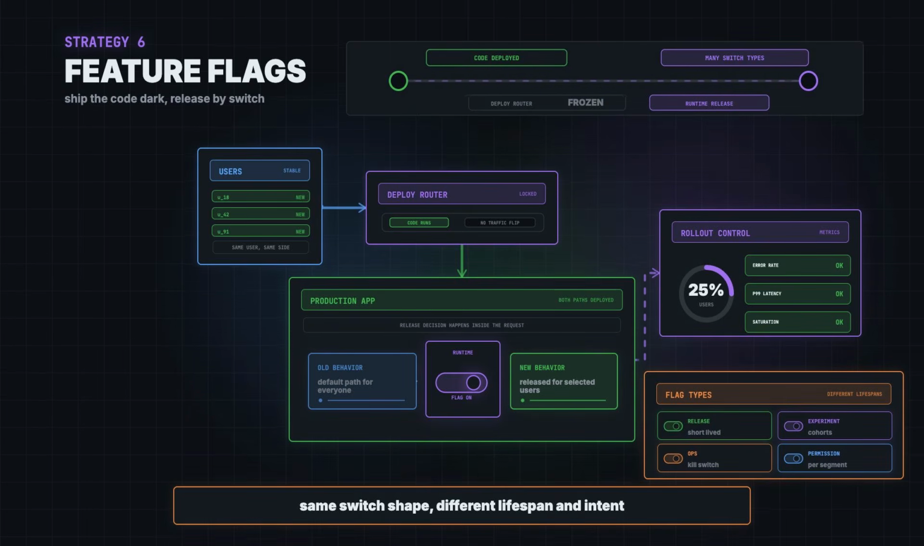Release toggles are short-lived and hide work in progress. Experiment toggles run your A/B tests. Ops toggles are kill switches for graceful degradation. Permissioning toggles gate access per user or segment. Same switch shape every time, with the deploy frozen behind it.